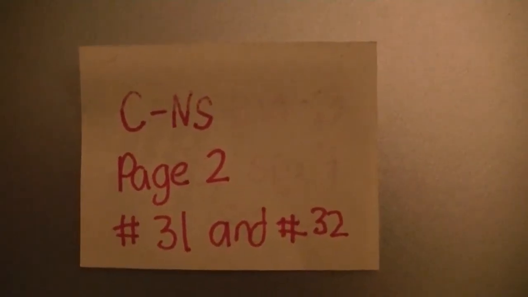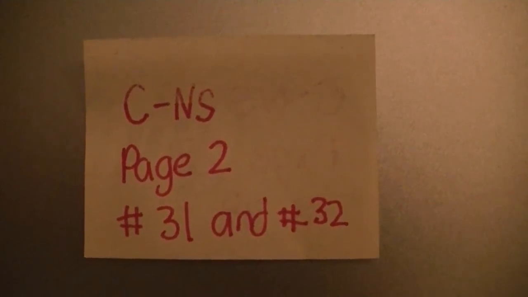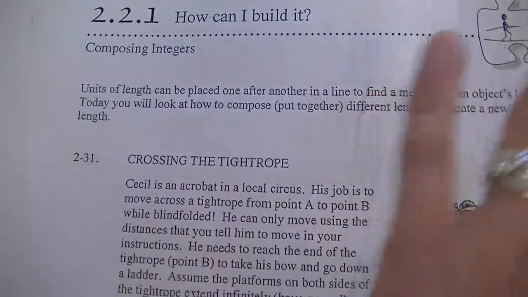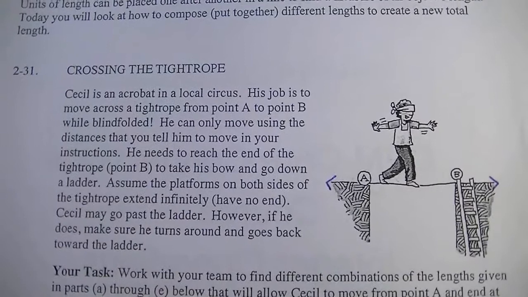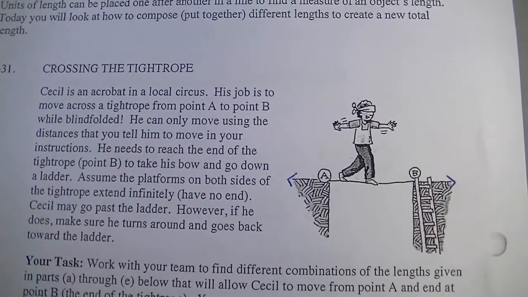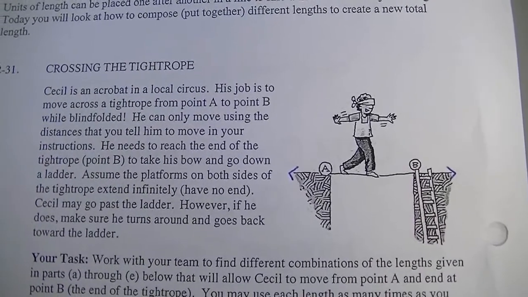This video will show you how to complete page 2, problems 31 and 32 out of your math book. On this lesson, we read through this, and it says units of length can be placed one after another in a line to find a measure of an object's length. Today you will look at how to compose, which means put together different lengths to create a new total length.